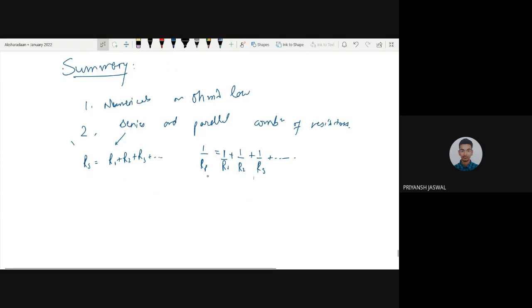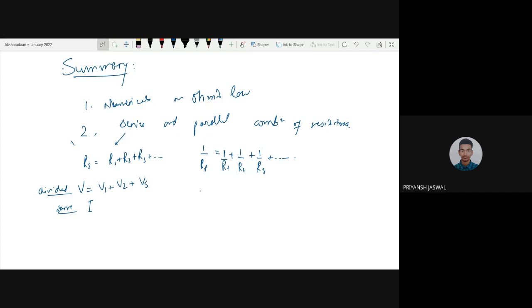In series, the voltage is divided into components. I is the same, voltage is divided. In parallel, the current is divided into components, according to the number of arms. And voltage is the same. And we did some examples for the second point, numericals.